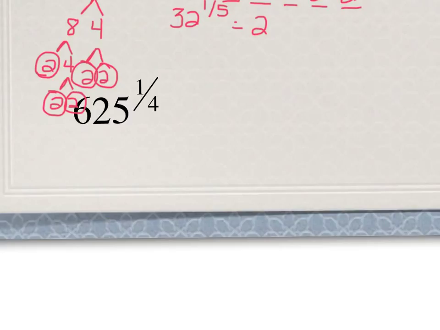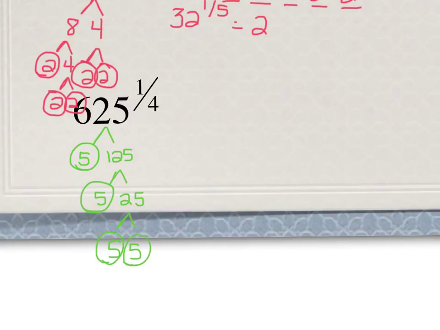But hopefully you would say, well, I know 5 goes into that, so let's divide by 5. And you're going to find that it's 5 times 125. Well, 5 is prime. 125 is 5 and 25. 5 is prime. 25 is 5 and 5. And so again, you'll see that 625 broke down into 5 times 5 times 5 times 5.